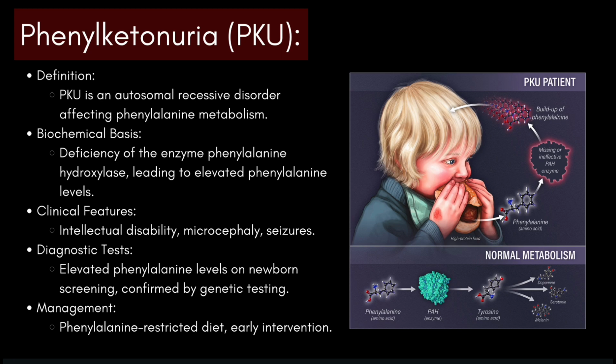Primary clinical features of PKU include intellectual disability, microcephaly, and seizures. Diagnostic tests for PKU include elevated phenylalanine levels on newborn screening, which is confirmed by genetic testing. PKU is managed by a phenylalanine restricted diet and early intervention. Moving on.